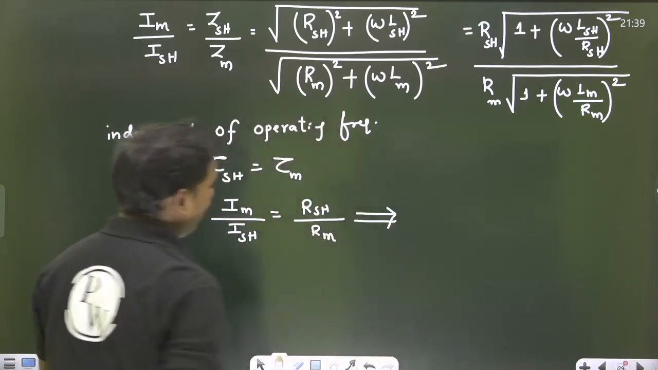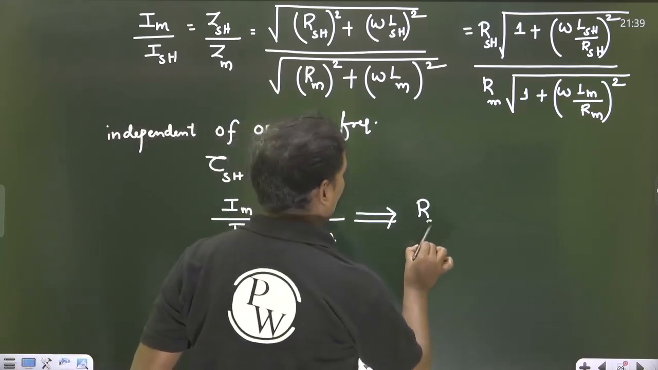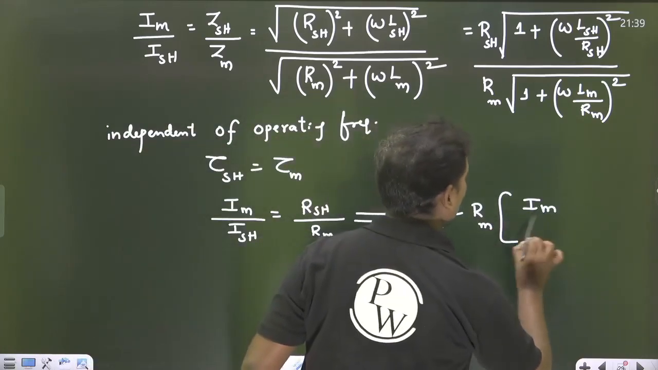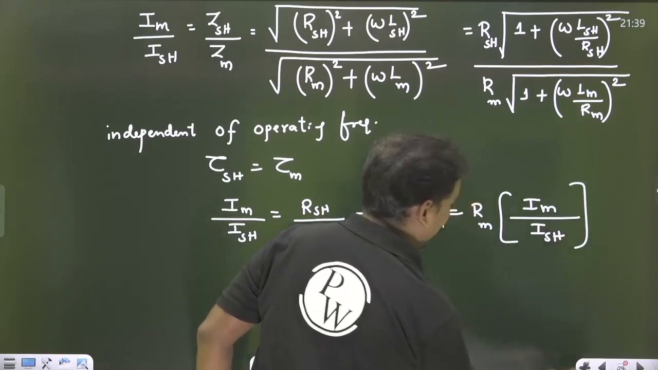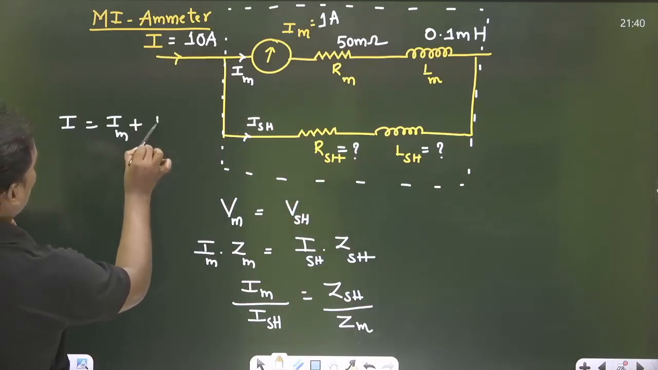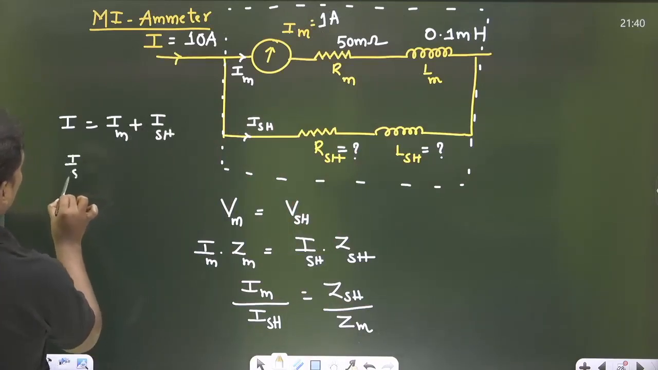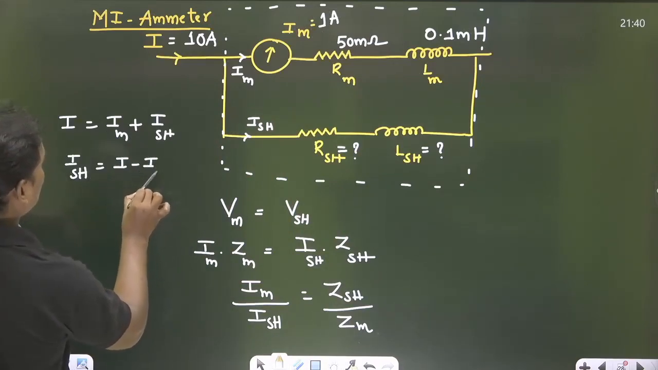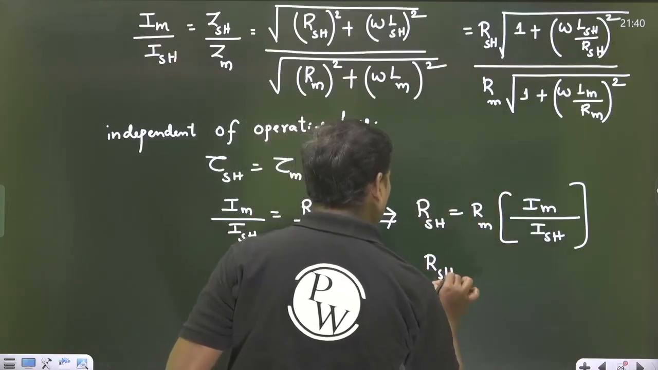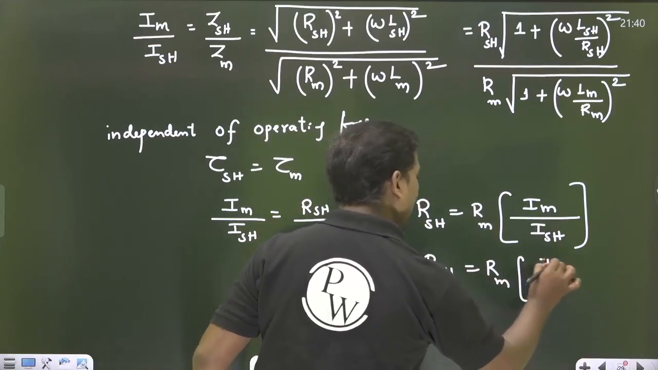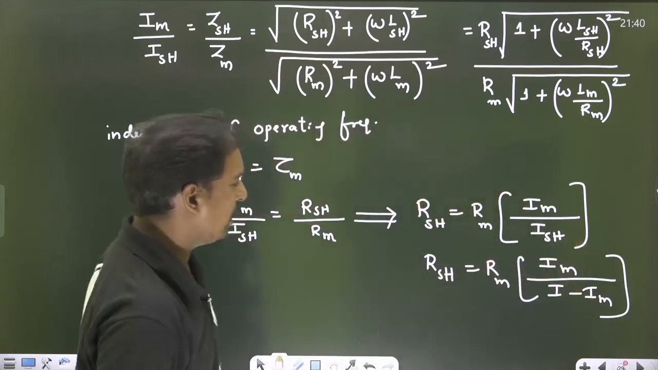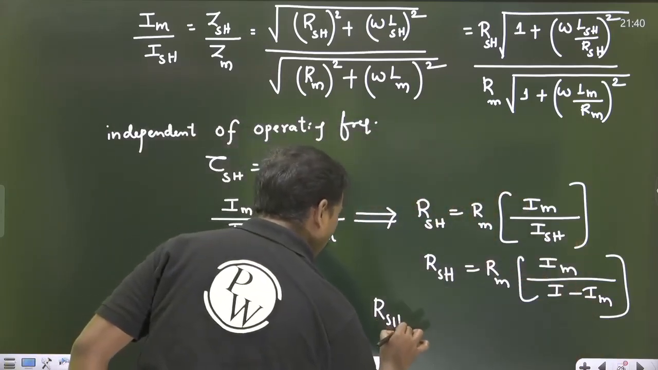From this, RSH is equal to RM into IM by ISH. What is this ISH? From the previous diagram, I is split into two parts: I is equal to IM plus ISH. So ISH can be taken as I minus IM. Shunt current. If you write that here, RSH is equal to RM into IM by (I minus IM), and if you take IM out, IM gets cancelled.